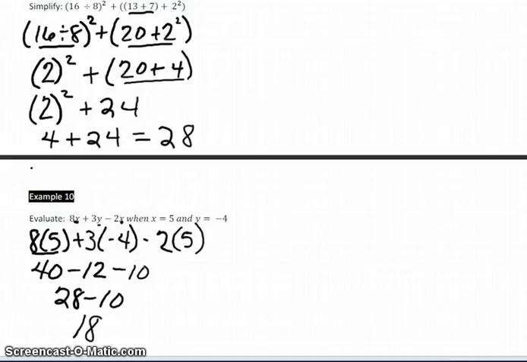Please proceed to the next problem and evaluate 3 times the quantity A minus B minus 4 times the quantity A plus B when A is 8 and B is negative 2. Pause the video now and turn it on in a few minutes when you're finished and check your answer.